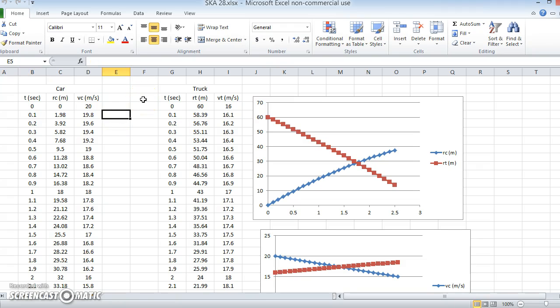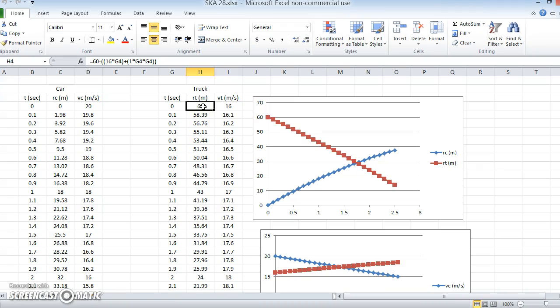Then moving over to the truck, time was the same thing. I started out with just 0.1, 0.2, 0.3 as my usual starting time. And then for the rate, the truck started as something different because it started out at 60 for its rate instead of 0 like the car.